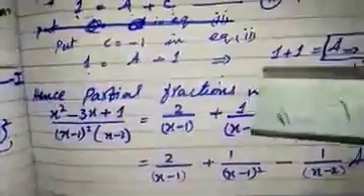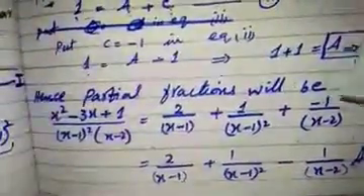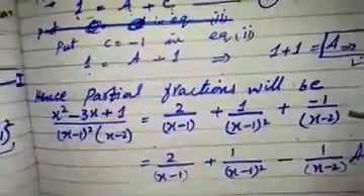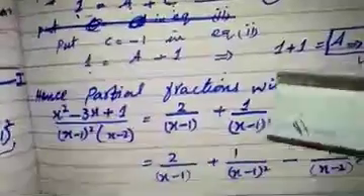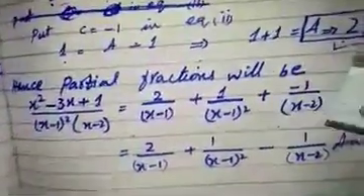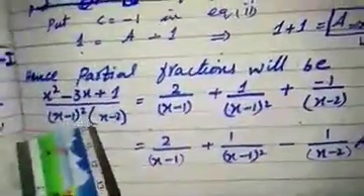Hence the partial fractions will be 2 over x minus 1, plus 1 over (x minus 1) whole squared, plus minus 1 over x minus 2. By arranging them, we get 2 over x minus 1 plus 1 over (x minus 1) whole squared, minus 1 by x minus 2. These are the partial fractions of this given fraction.